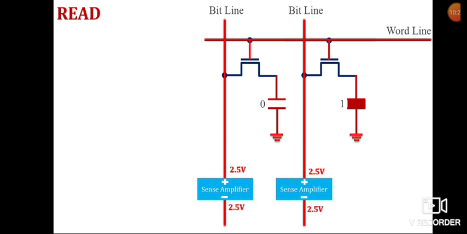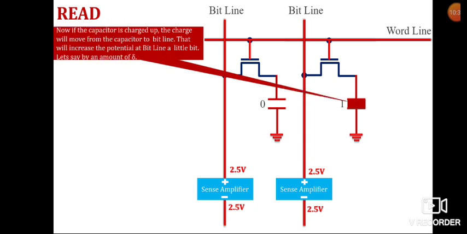Now let's say this capacitor is already charged to a higher value. In that case, what will happen when the bit line is connected to this and the transistor is already on? This capacitor will start discharging. If the capacitor is charged up, the charge will move from the capacitor to the bit line, and that will increase the potential at the bit line a little bit.